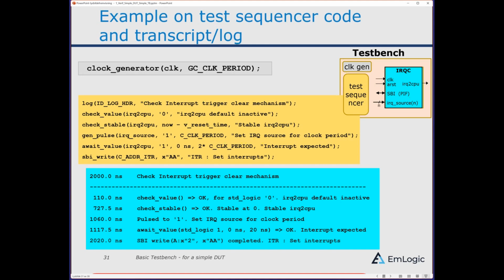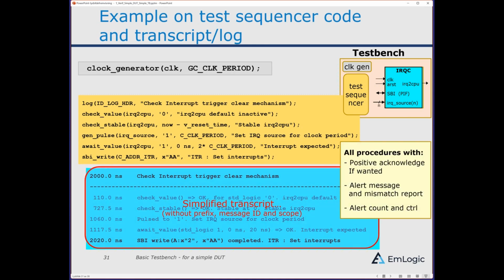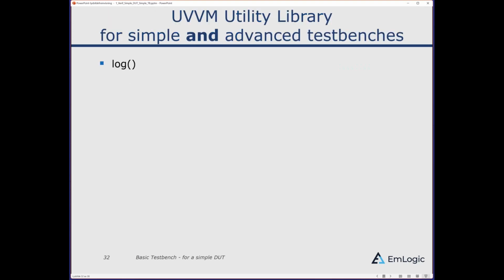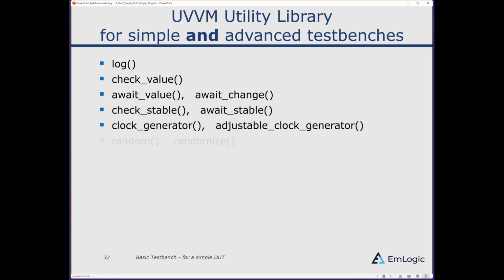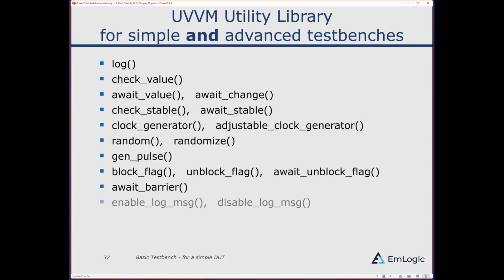Set it to 1 for 1 clock period. And then you can see the result, it's pulsed to 1, and you have the message as well. And as I said, a wait value is a really important feature inside the UVVM. In this case, we're waiting for the interrupt to CPU to go to 1 at the earliest after 0 nanoseconds, at the latest after 2 clock periods, and then a message again. And then again, we have the positive acknowledge in the transcript saying what we have actually done.